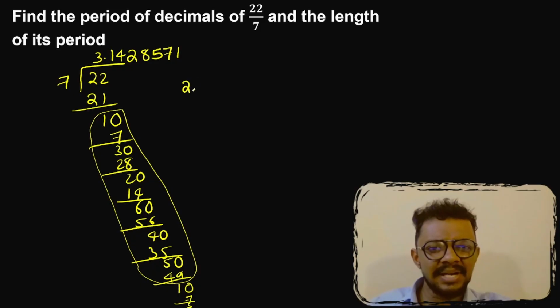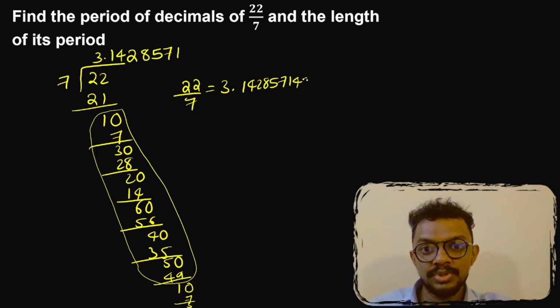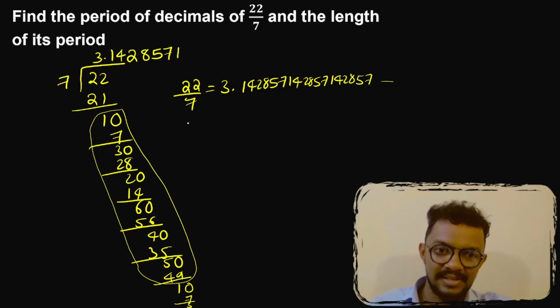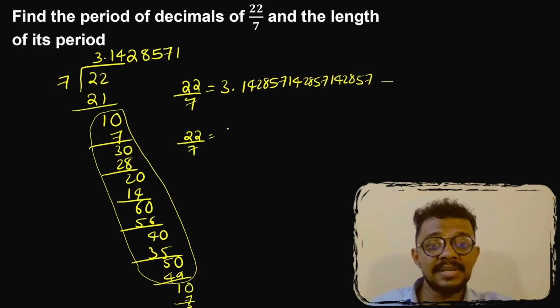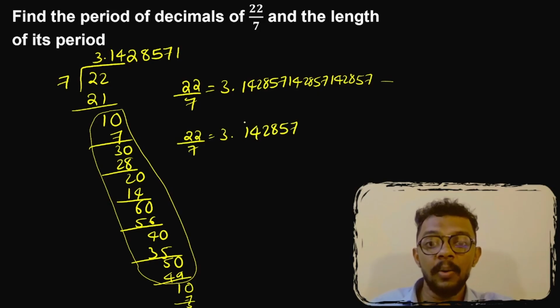So what is the decimal representation of 22 by 7? The answer is, look, 3.142857, then 1, then 4, then 2, then 8, and it is repeating: 142857, 142857, 142857, and it is never ending. So basically 22 by 7 is equal to 3.142857 all bar.